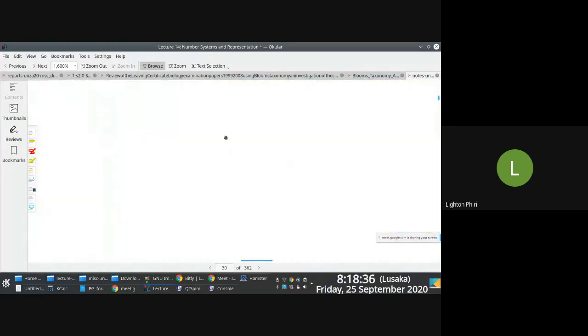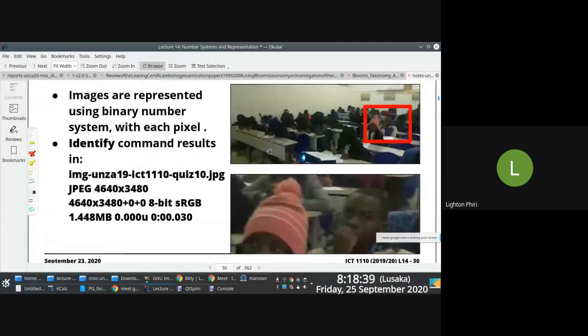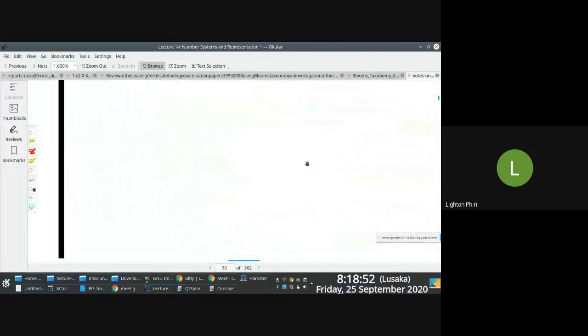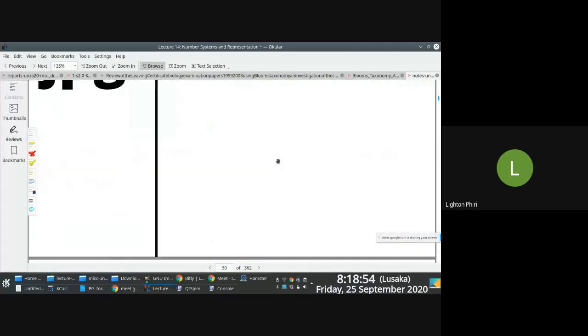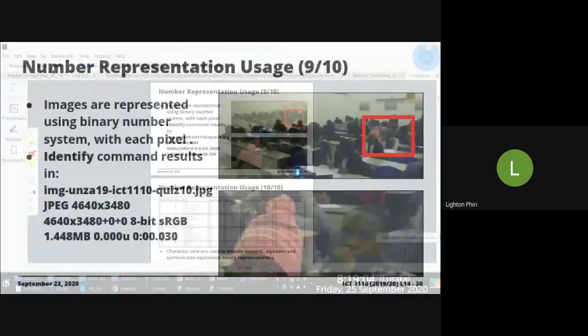You notice that the image is composed of so-called pixels, right? I don't know if you can see these small little boxes here, small little boxes, yeah? Those pixels can be represented, or are represented, as ones and zeros, right? Just colors, actually, by the way. So again, application of number systems, right? They're all over the show here.